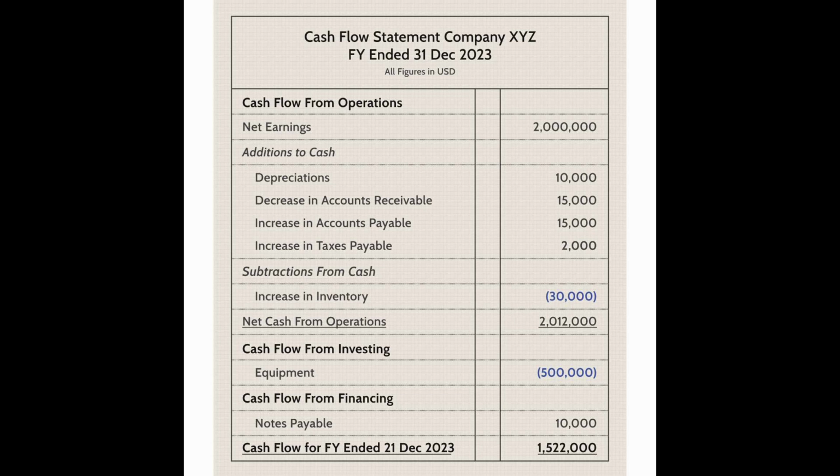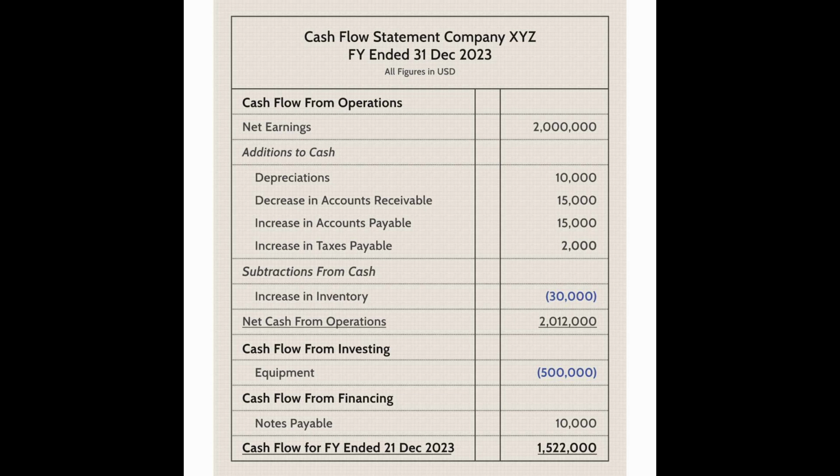Now combine all three sections, operating, investing, and financing, to get the total $1,522,000. That's the company's net increase in cash for the year. On the balance sheet, this appears under current assets, cash and cash equivalents. If last year's ending cash was $0, this year's ending balance would be $1,522,000.